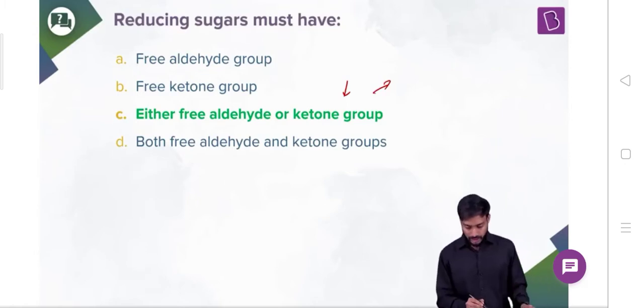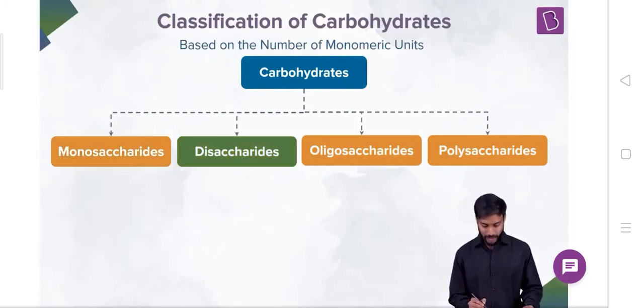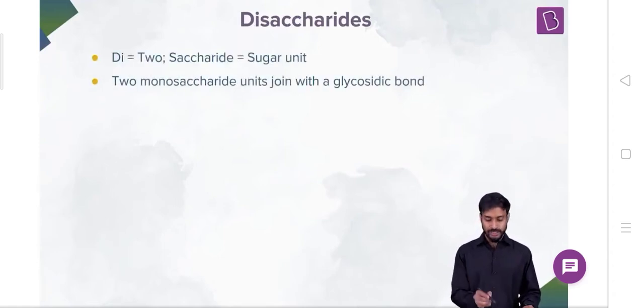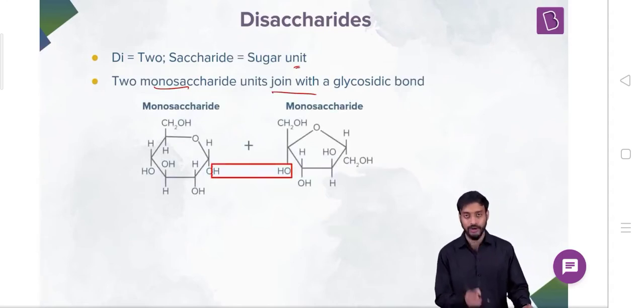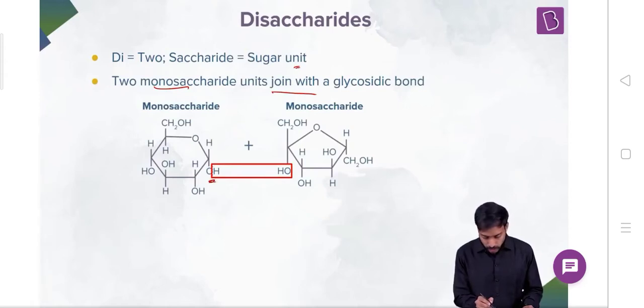Fine. So now let us talk about the disaccharides. Okay, we have talked about the monosaccharides. Now disaccharides, di means two, correct? Yes, two saccharides, that is sugar units, two monosaccharide units joined by a glycosidic bond. Yes, something new. Let's concentrate. Take a look over here.